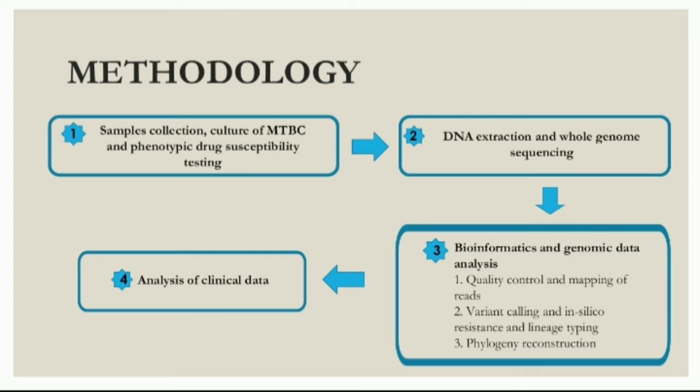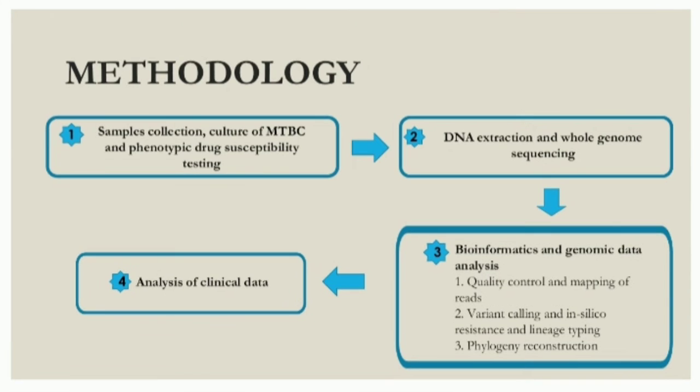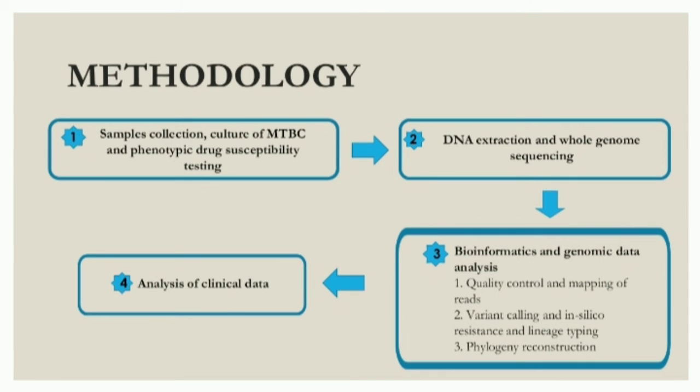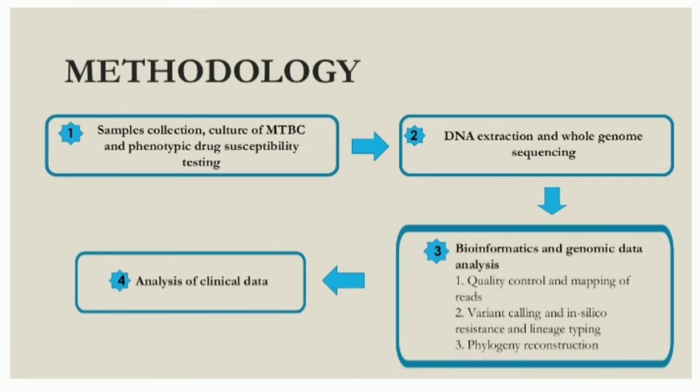The third method is bioinformatics and genomic data analysis, which are quality control and mapping of reads, variant calling, in silico resistance and lineage typing, and phylogeny reconstruction. The fourth method is analysis of clinical data. Descriptive statistics was performed for demographic characteristics, frequency, and distribution of mutation patterns in MDR-TB and other resistant patterns in MTBC.